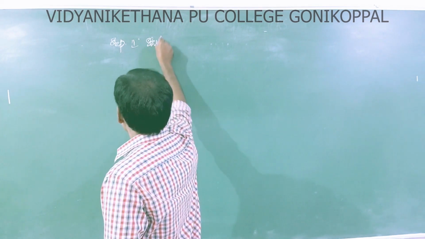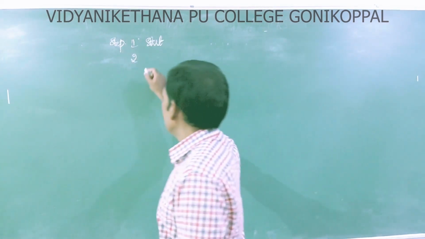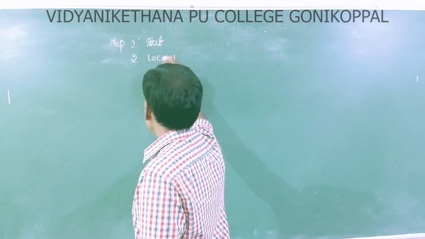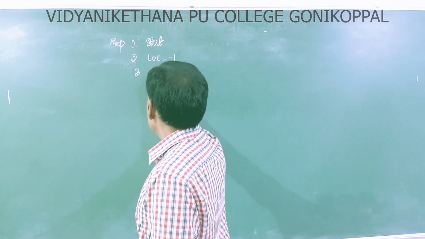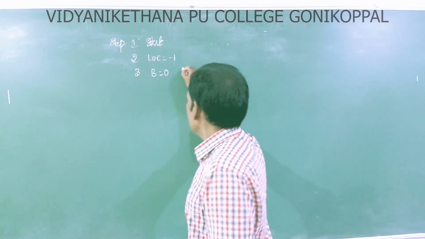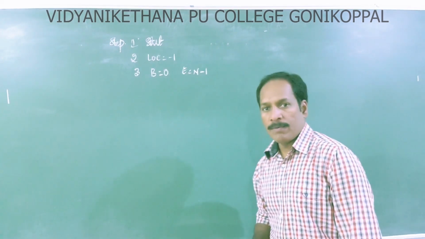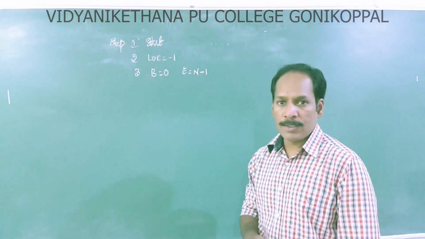So, start. There are some assumptions we have to make here. First, we take, as usual, location equal to -1. Then we set b equals lower bound 0, e equals n minus 1, where n is the number of elements, and e is the element to be searched. This is an assumption we make.